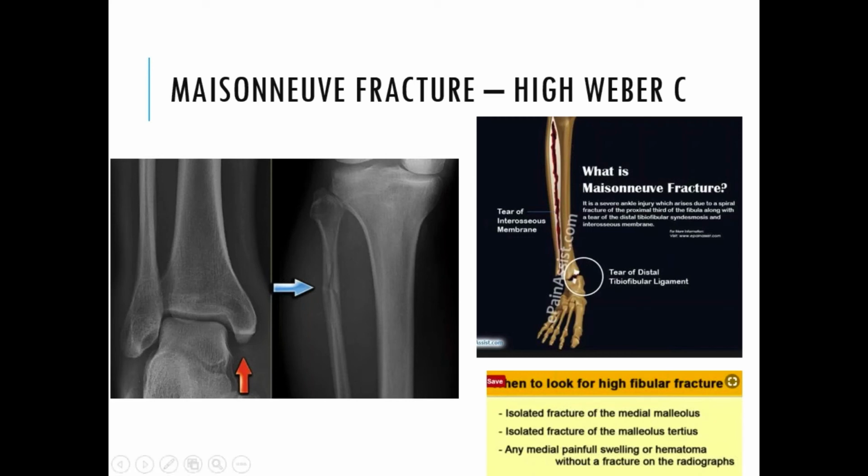Okay, and so I'm just going to touch on two fractures that you need to know. So this is a high Weber C. Basically, I'm just going to go quickly because we don't have time, but the idea of it is you're ripping all the way through the interosseous membrane and you end up with a proximal fibular fracture. And so that's a spiral fracture.